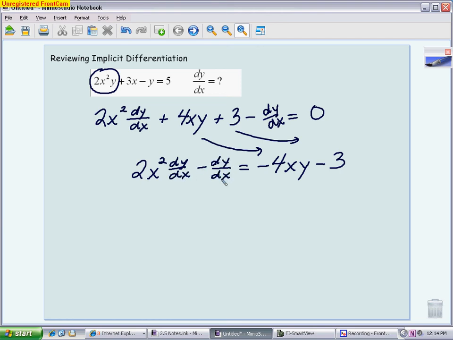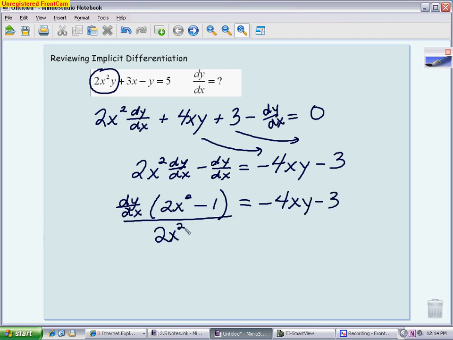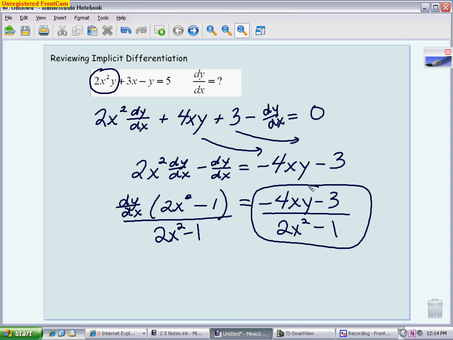Next step is to factor out the dy/dx from the side where you left it. So when I take a dy/dx out, I'm left with 2x squared minus 1. This is the most common mistake, is forgetting that when you take it out of itself, you have to put a 1 there. And then the other side stays negative 4xy minus 3. And then your final step is to divide both sides by whatever is with the dy/dx. This is your derivative. This is what dy/dx equals.